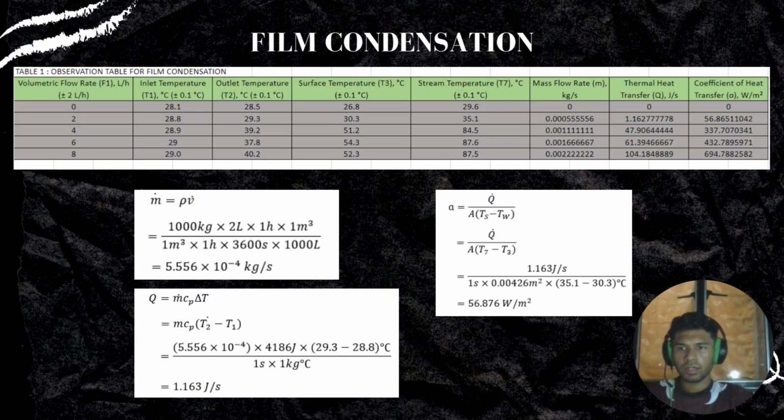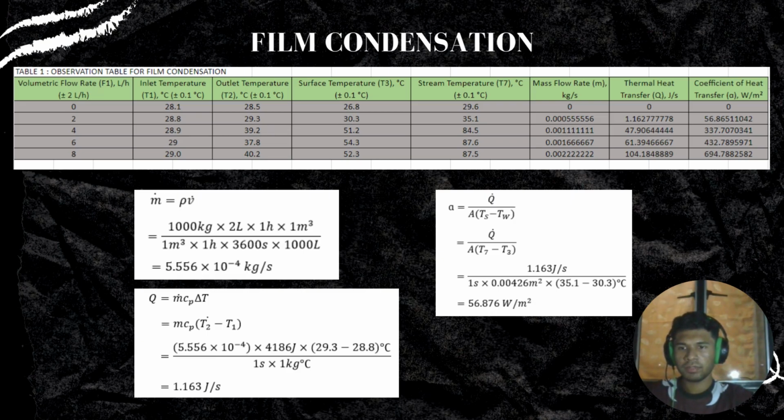rate. The formula for mass flow rate is m equals rho V, and we get the answer, which is 5.556 times 10 to the power of negative 4. For thermal heat transfer, the formula is Q equals m Cp delta T.